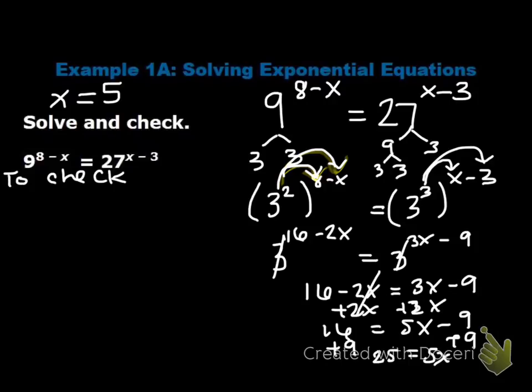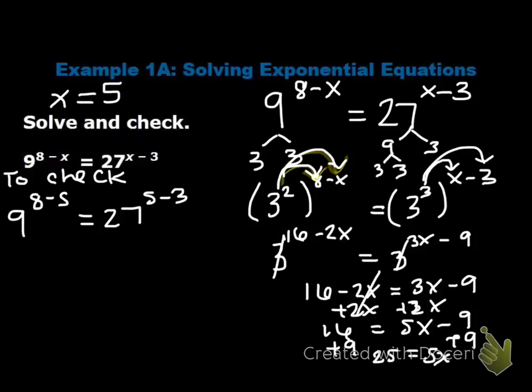We plug the 5 back in. So I really recommend that you get in the habit of checking your answer. That way you know before you turn something in, does my answer make sense? And if you have time, like if you're finishing early, like some of you finish 10 to 15 minutes early, you better check your answer. Because that could be the difference between an A and a B, or a B and a C, or whatever grade you have. So we have 9 to the 8 minus 5 equals 27 to the 5 minus 3.